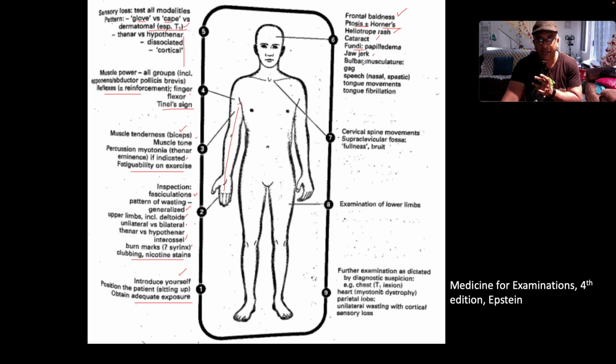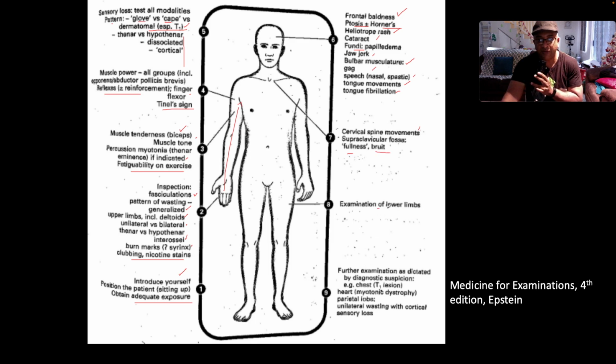Test the jaw jerk and the bulbar musculature, because these are affected if it's a predominantly proximal process or an upper motor neuron process. Check the gag if it's exaggerated. Is speech nasal or spastic? Look at the tongue movements and for tongue fibrillation. Then in terms of the cervical spine movements, test these. Is the supraclavicular fossa so-called full, which lends itself more to a process which causes thoracic outlet obstruction or superior sulcus syndrome? Is there a bruit?